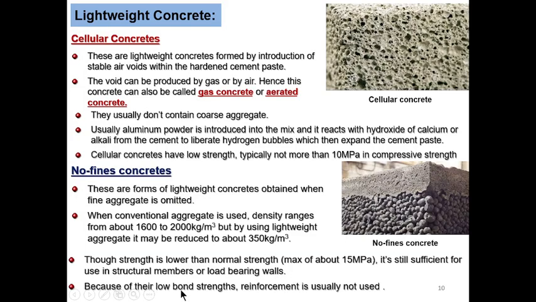Now, because of their low bond strength, reinforcement is usually not used. And also, because of the porosity, no fines, if we use reinforcement, we'll have a problem of rusting because of the permeability of the resulting concrete.